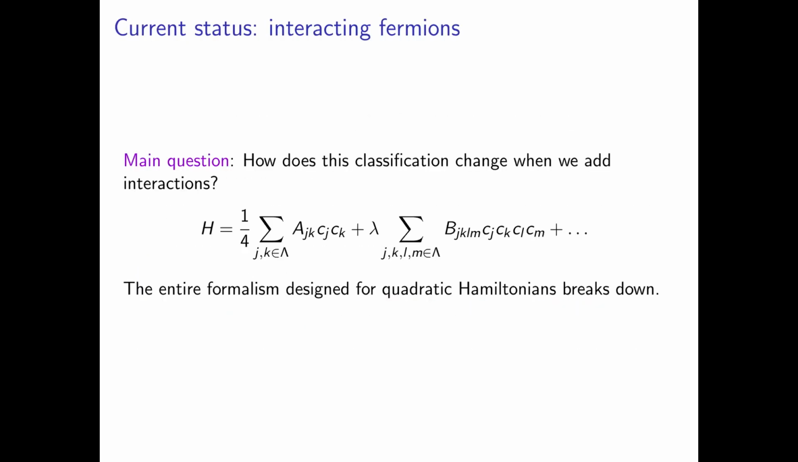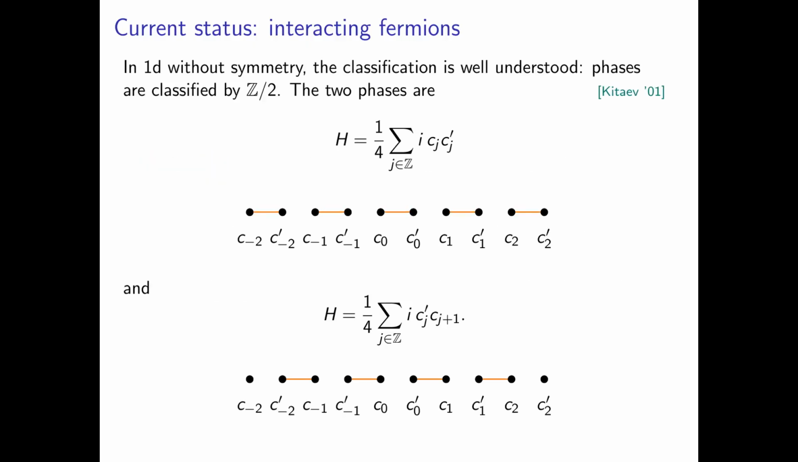But we really want to understand interacting systems. So we want to understand what happens if you now add arbitrary interactions. And of course, all this formalism with the two-point function breaks down. And in general, it's a very difficult problem. So we cannot solve it in full generality in any dimension. So we can analyze it case by case. And the simplest case is one dimension.